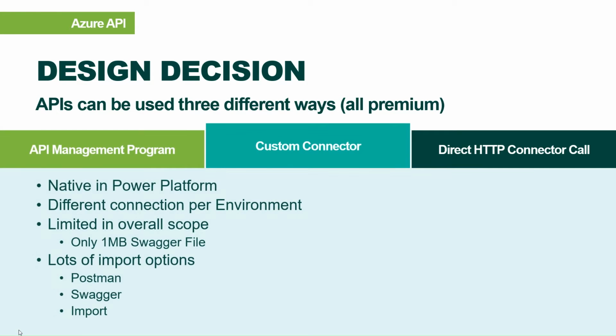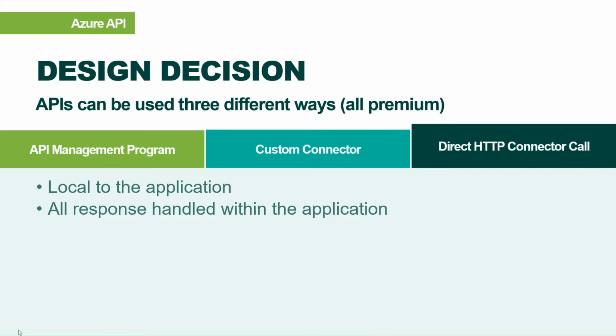A custom connector is something that is native within the Power Platform. If you're going to move from one environment to the other, you do need to move that custom connector. You are limited by your overall scope. You only have about a megabyte of Swagger file. That is going to change very soon, but right now it is only 1 megabyte. You have lots of import options. You can use Postman, you can use Swagger, you can do direct import like we'll do.